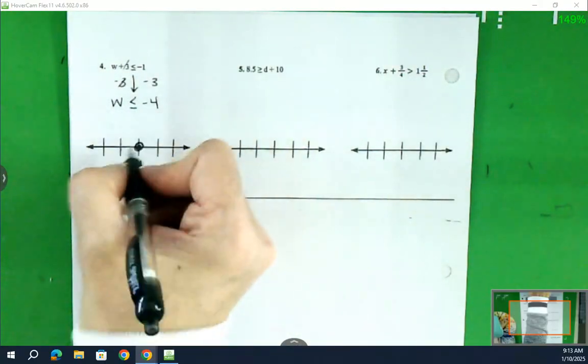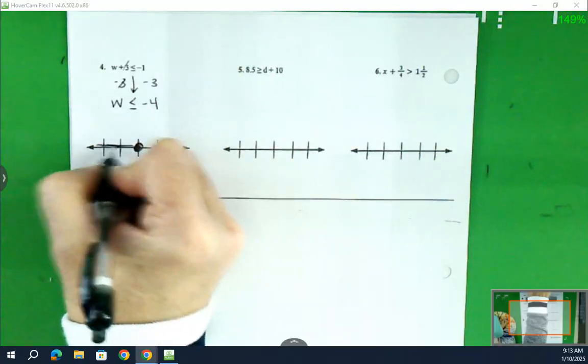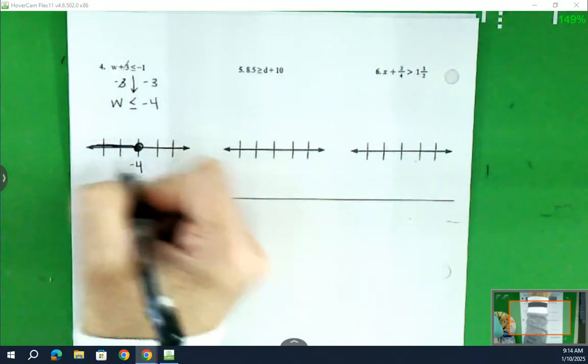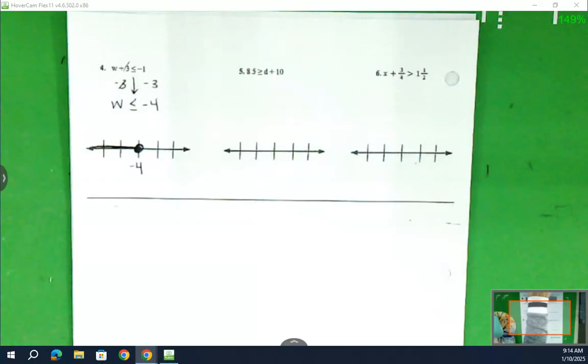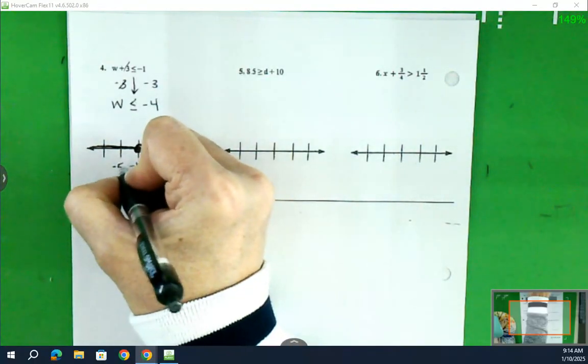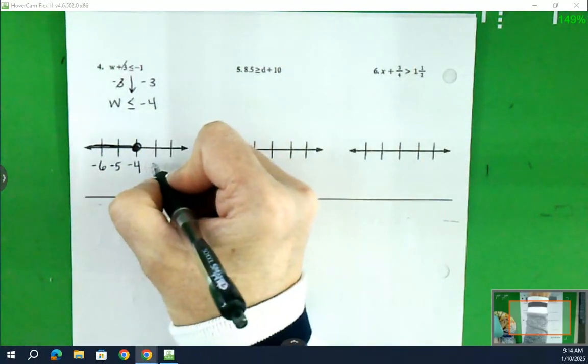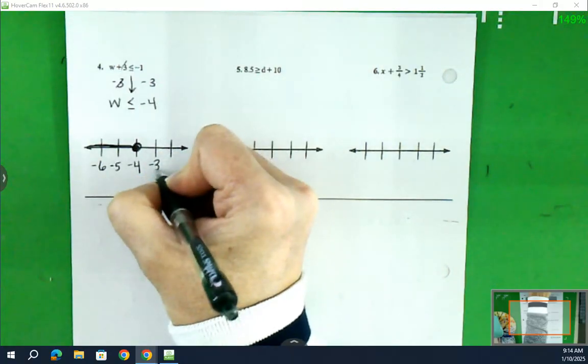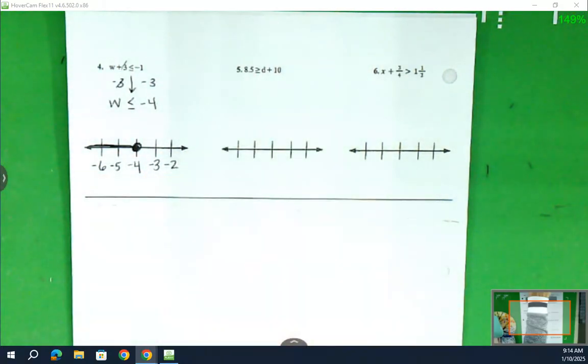W is less than or equal to, so less means we're going to shade to the left. It's any number less than or equal to that. And then ordering our number line, we have negative 5, negative 6. Going to the right, we're going to be adding 1, so this will be negative 3, negative 2.